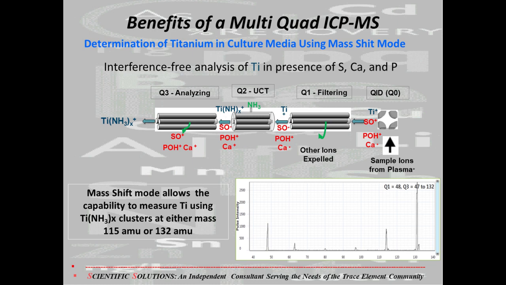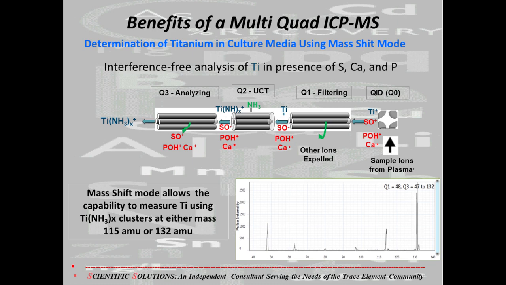We know the primary titanium isotope is at mass 48. However, interfering ions from sulfur, phosphorus, and calcium at mass 48 are also formed in the plasma and can create direct spectral interferences on titanium. Therefore, ions that are not at mass 48 are rejected by the Q1 and will not reach the collision reaction cell.